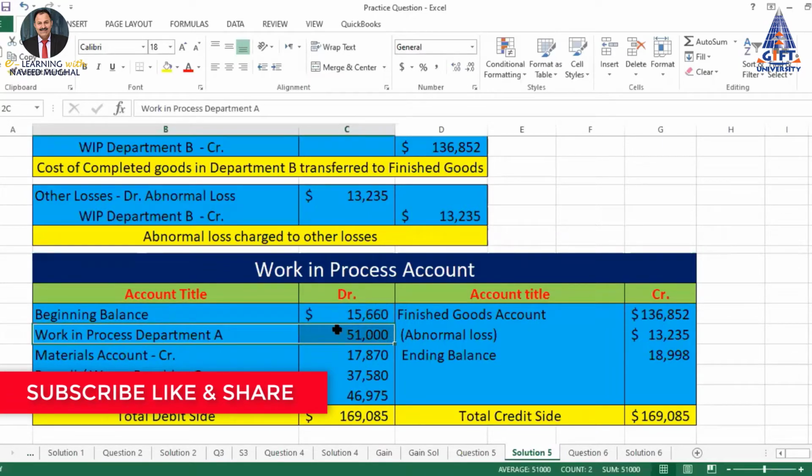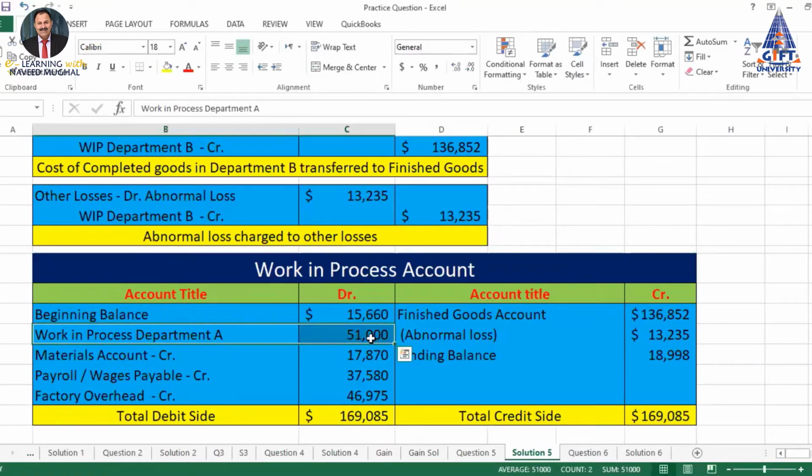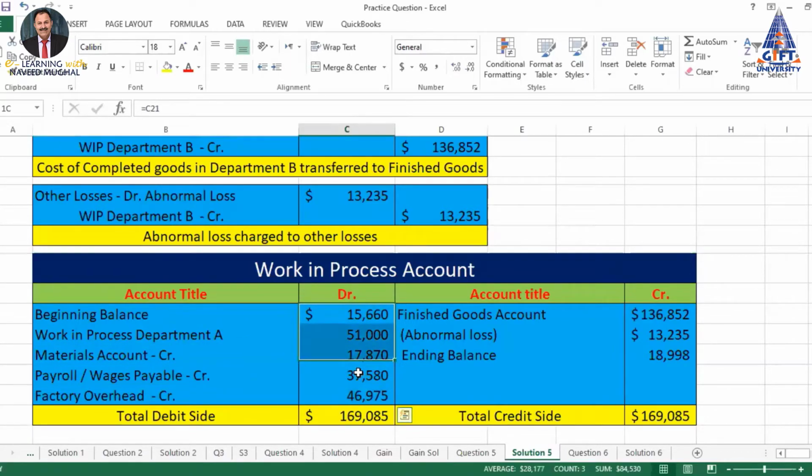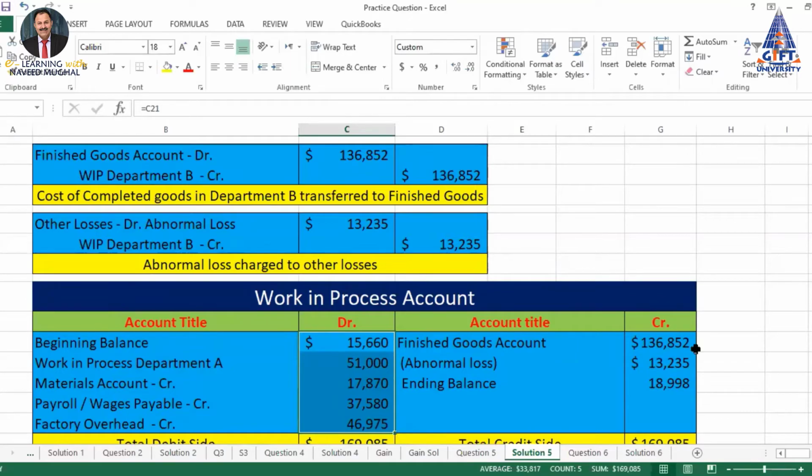Here I have received department A cost, that is 51,000. Here I have material charged to that department, payroll charged to that department, factory overhead charged to that department. So these are debited. And where department B was credited, I have posted those entries over here. Finished goods account was debited due to work in process department B account, that is 1,36,852. And we had abnormal loss, and the other losses account was charged for that loss. That's why department B account was credited due to abnormal loss, that is 13,235.